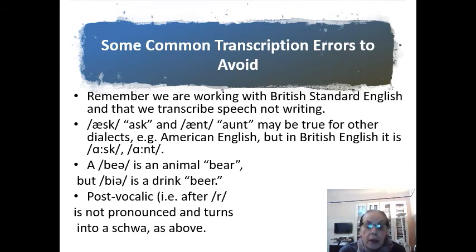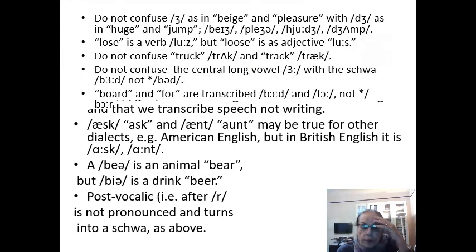Post vocalic R, i.e. after a vowel, is not pronounced and turns into a schwa as a vowel. Post vocalic اللي هي ال R اللي بتيجي after a vowel is not pronounced. Post vocalic يعني after. Vocalic صفة من vowel. Post vocalic means after a vowel. So an R after a vowel is never pronounced. It turns into a schwa.